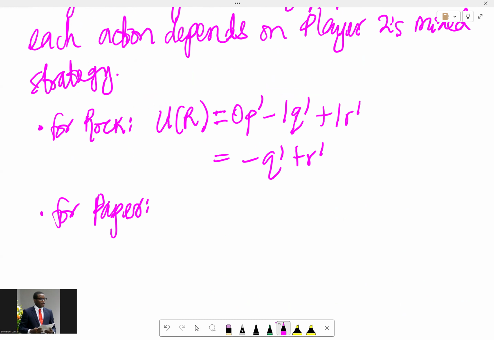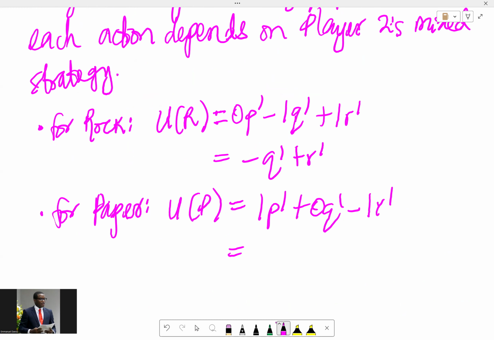So now for paper, we have U of P, and that is again 1 P prime plus 0 Q prime minus 1 R prime. That is simply P prime minus R prime.